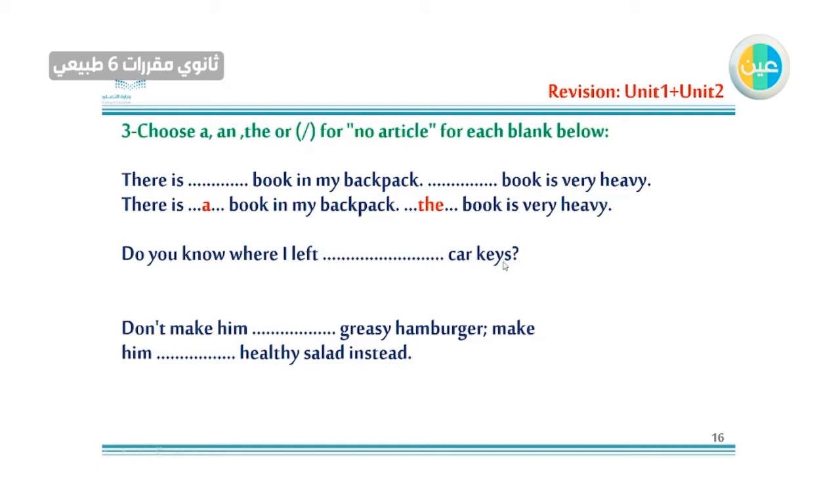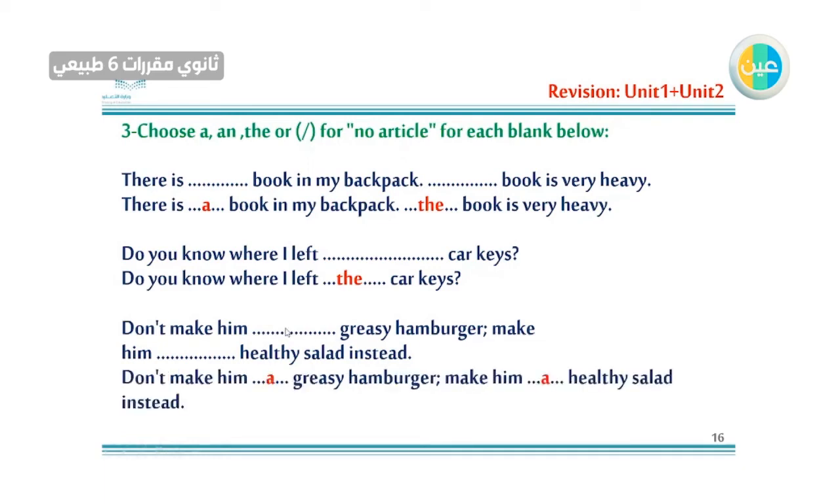It's not just keys, it's car keys. So it's the, okay? We defined them, the car keys. So we will add the. Don't make him a greasy hamburger. Make him a healthy salad instead. So here we are talking about a hamburger. What's the suitable article? Because we are mentioning it for the first time. Yes, a. And a healthy salad instead. Don't make him a greasy hamburger. Make him a healthy salad instead.